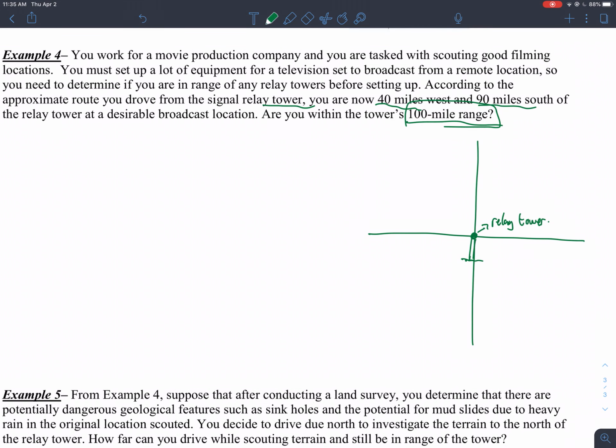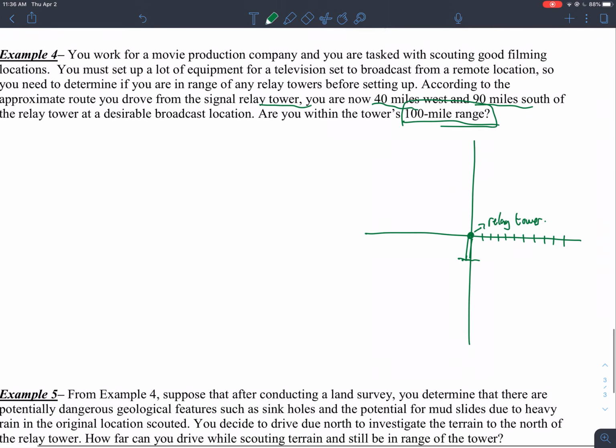So if I just go 100 miles this way, let's say this is 1, 2, 3, 4, 5, 6, 7, 8, 9, 10. Okay, let's say this is my 10th tick mark here. All right, let's say this is 10. So we call this 100 miles. Okay, 100 miles. So if I go by tens, 10, 20, and so on. This is 100 miles. So that means that the relay tower's range would be about this.